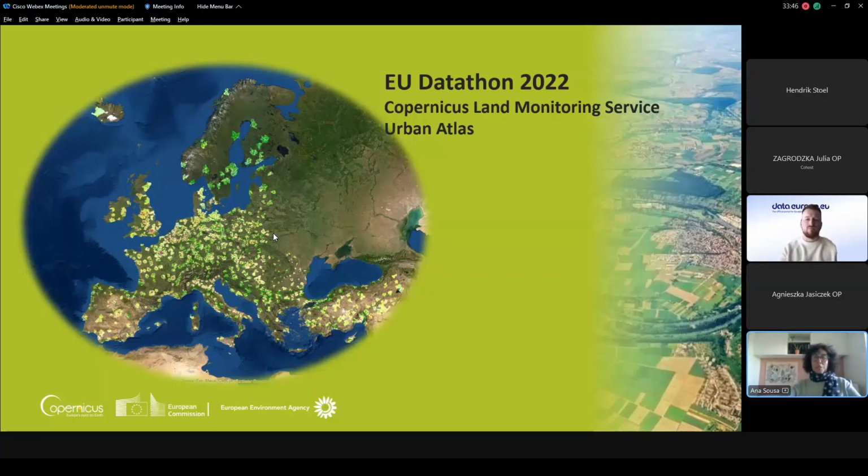As Simon said, I work for the European Environment Agency, and I'm working in the team that is in charge of the implementation of the Copernicus land monitoring service. And from now on, I will be using the acronym CLMS when referring to the service.